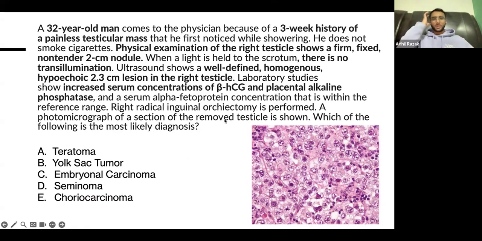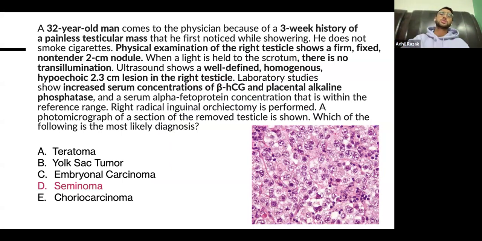So here we have a 32-year-old man who comes to the physician because of a 3-week history of painless testicular mass. He first noticed it while showering. He does not smoke cigarettes. His physical examination of the right testicle shows a firm, fixed, non-tender 2 centimeter nodule. When light is held to the scrotum, there is no transillumination. Ultrasound shows a well-defined, homogeneous hypoechoic 2.3 centimeter right testicle lesion.